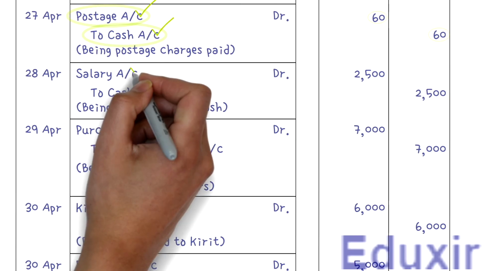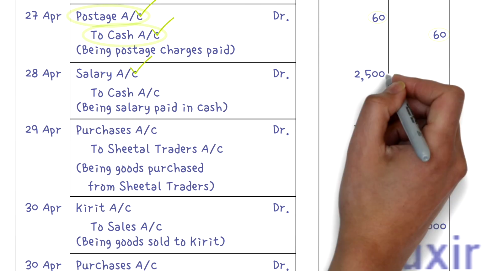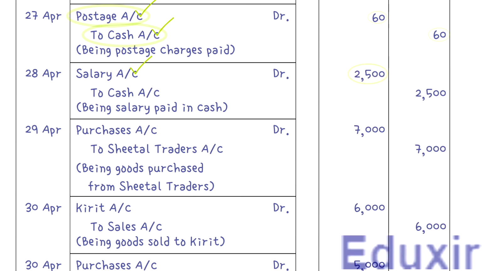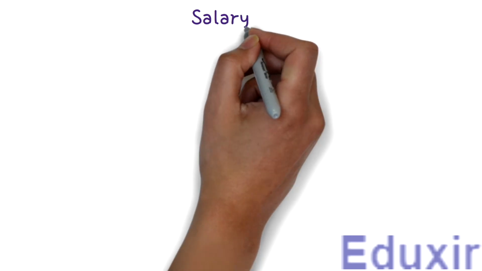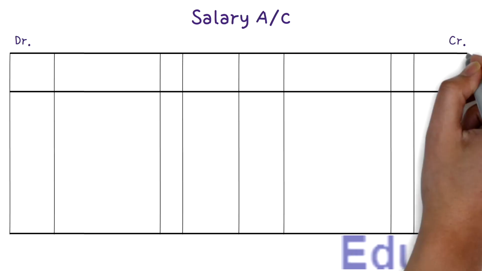As the name suggests, it needs to be posted on the debit side of salary account and the debit amount is 2500 rupees. Note that the details that need to be posted into the particulars column is cash account. For posting this entry, we need to create a ledger account for salary as it is not yet created. Let us first write the title as salary account. Let's then have the ledger account format with all the headers.